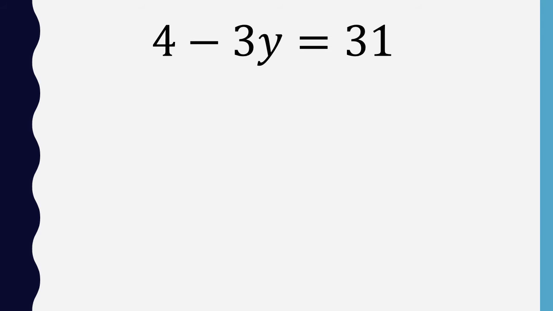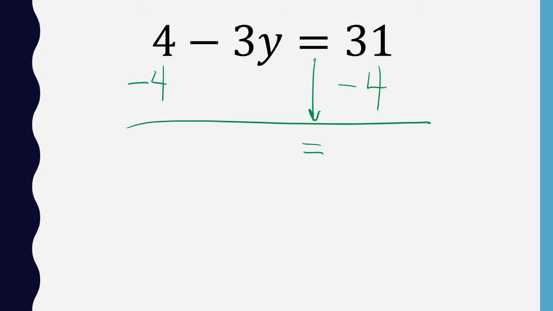So now what about this type of problem here? We have 4 minus 3y is equal to 31. A lot of you saw that for our first step, we need to do something with the 4. So the question is, what is the opposite of positive 4? And that is negative 4. So we are going to subtract 4 on both sides of this equation. We're going to bring down our equal sign. 31 minus 4 is 27.